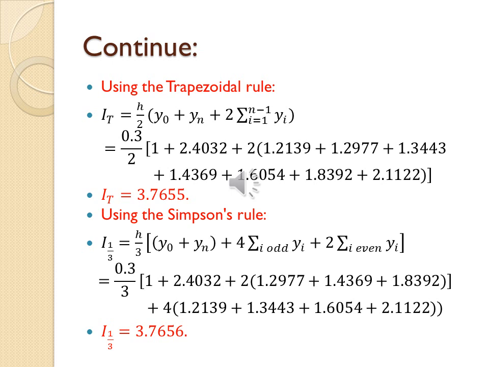The other method is by Simpson's third rule. I one-third is equal to h over 3 times first point plus last point, y0 plus yn, which is 1 plus 2.4032, plus 4 odd plus 2 even. 4 odd, what's odd? y1 plus y3 plus y5 plus y7. Also 2 times the even: y2, y4, y6. We do not put y8 because y8 is the last point, which we took before. After addition we get the result I third equal to 3.7656.